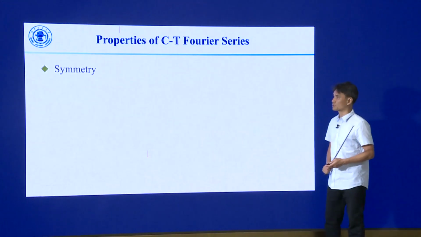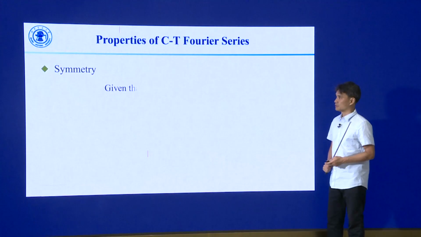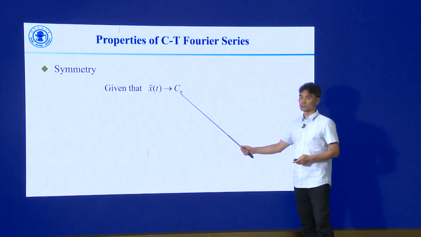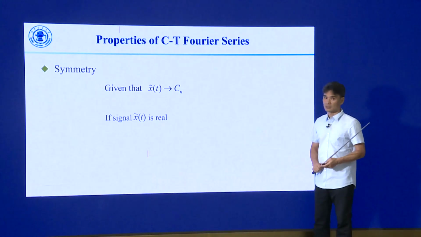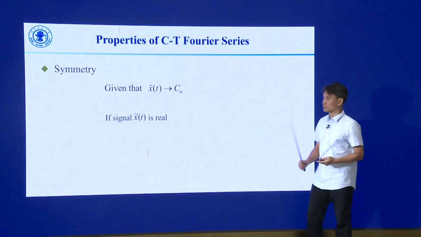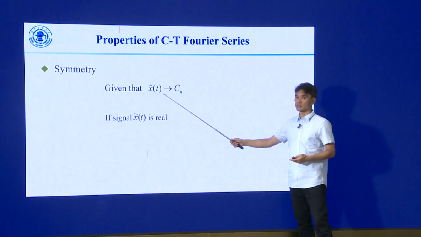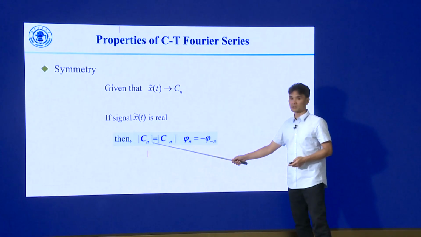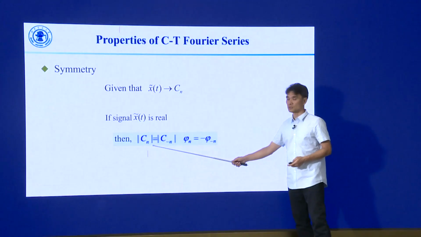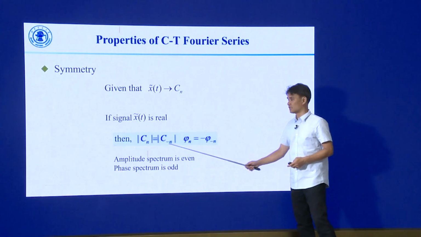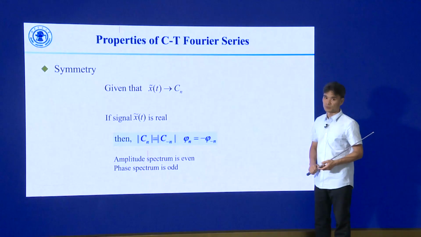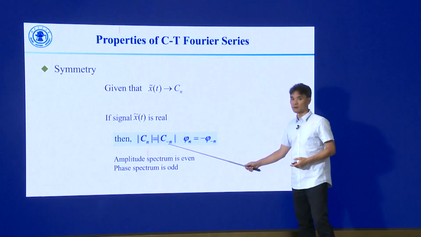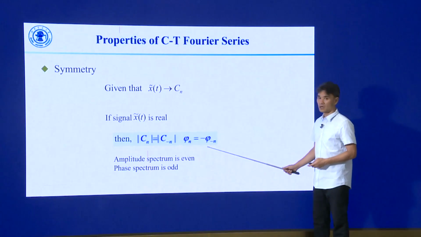The second property is symmetry. If we have a pair of Fourier series and given the extra condition that the original signal in the time domain is real, then the spectrum will satisfy these two conditions. That is, the amplitude spectrum is an even function, while the phase spectrum is an odd function.